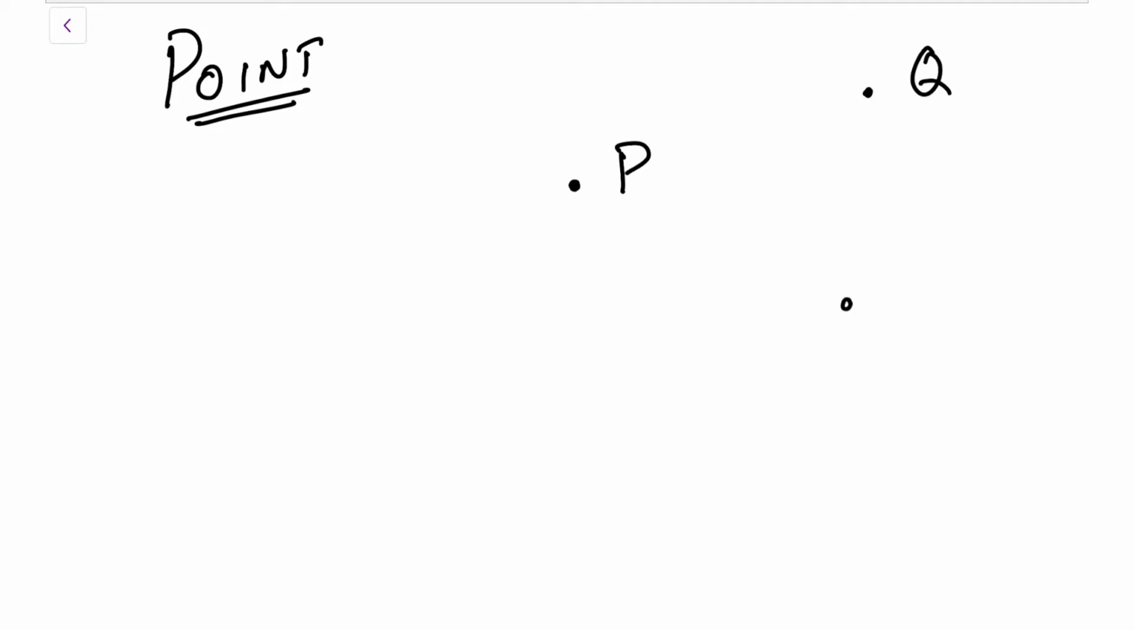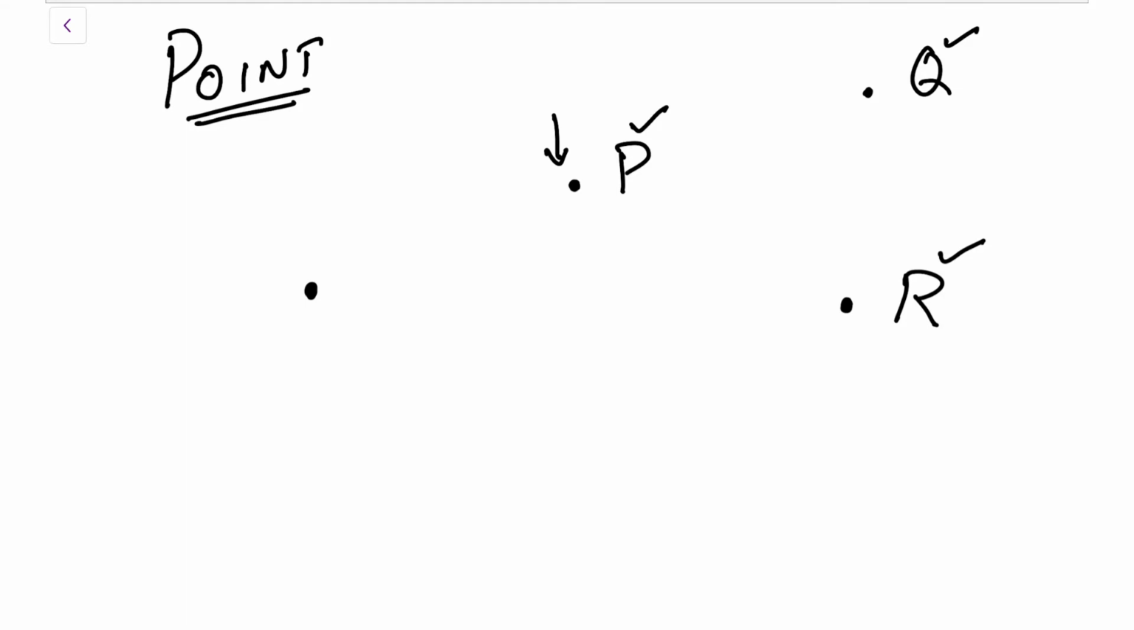Okay, let's start with a point. So what is a point? P, Q, R. A point is a mark of position. So it is represented by a dot. As I represented here, it is just represented by a dot. It is named with a single capital letter. As you can see, I have named the points as P, Q, and R. And you can also observe that a point has no length or breadth.